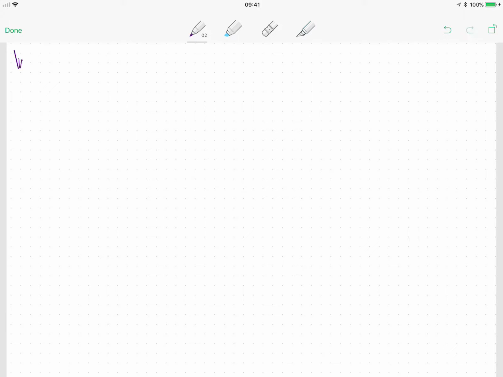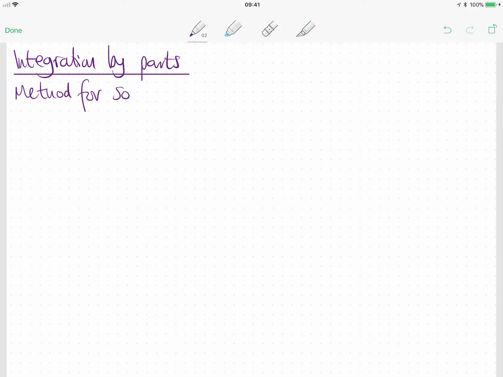Hello everyone, in this video we're going to take a look at some of the ideas surrounding integration by parts. Okay, so what is this all about? Well, it's a method for solving problems about integration. So it's something every scientist should have in their toolbox so they can solve integration problems.